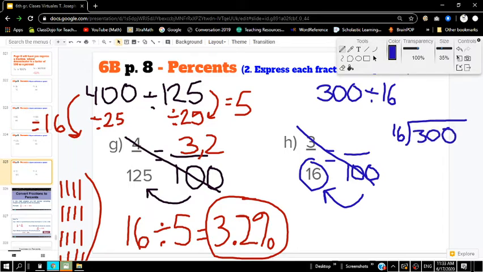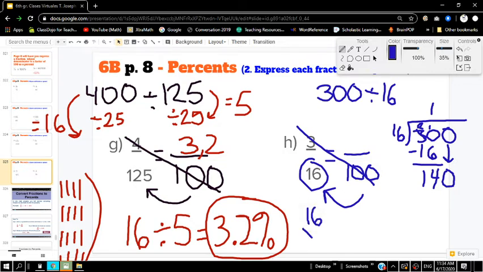All right, 16 cannot go into 3. It can go into 30, but just one time, right? So 1 times 16 is 16. 30 minus 16 is 14. Bring down my 0. 16 times what is 140? I wonder. Let's guess. What do you think? Let's guess either 8 or 9. I'm not really sure. Let's try 8.